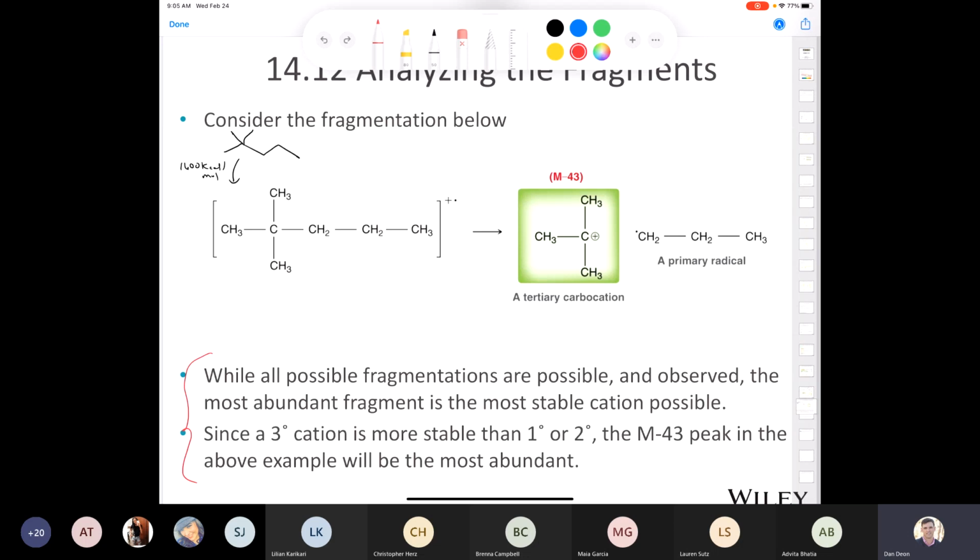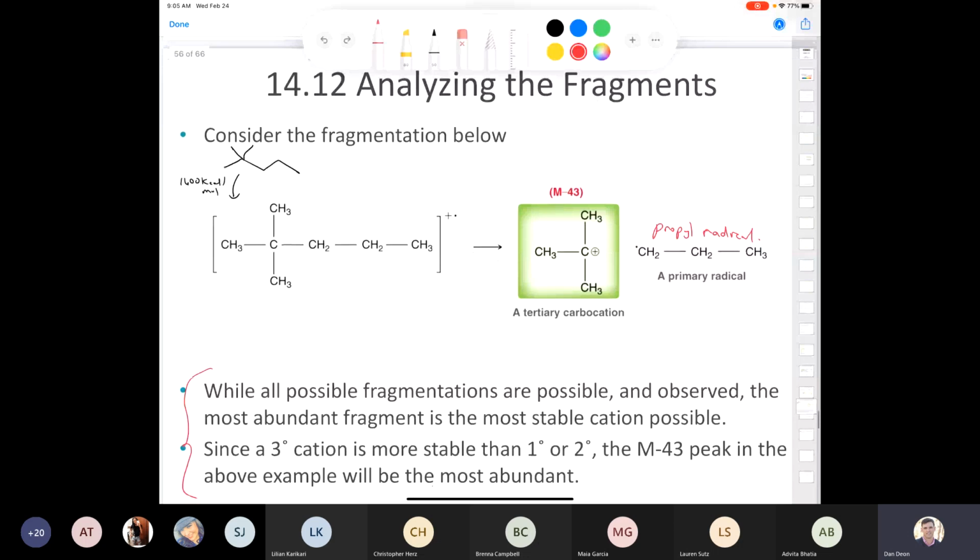But since a tertiary carbocation is more stable than a primary or secondary, it makes sense that you would lose the propyl radical, right? This is the propyl radical. Why does it make sense? Because if you lose a propyl radical, you're going to get the most stable carbocation, a tertiary carbocation, like that. All right.